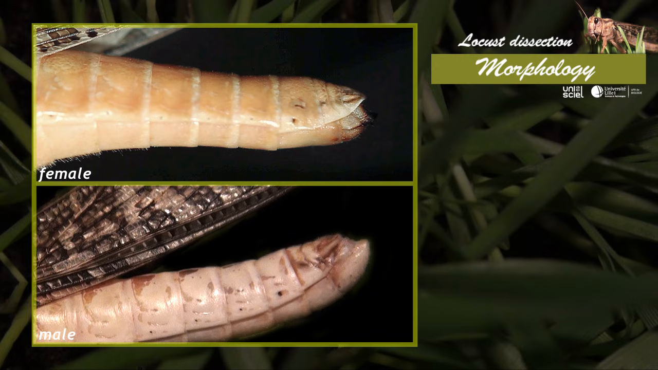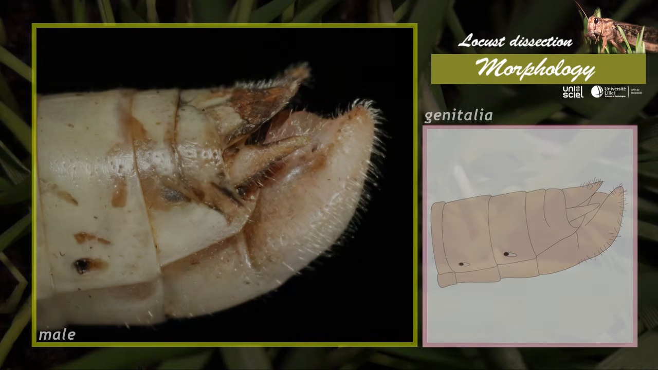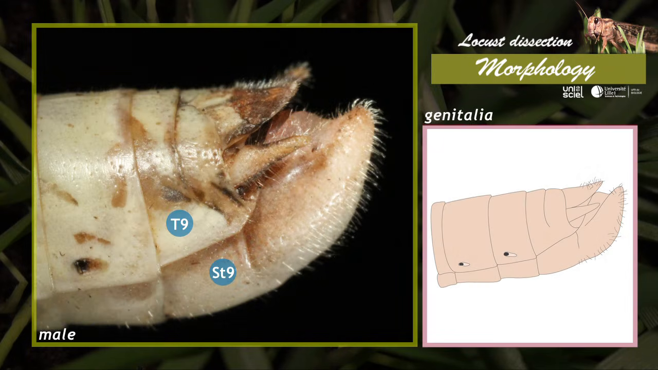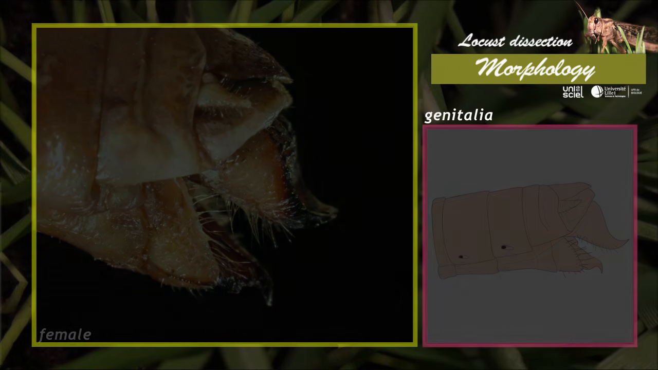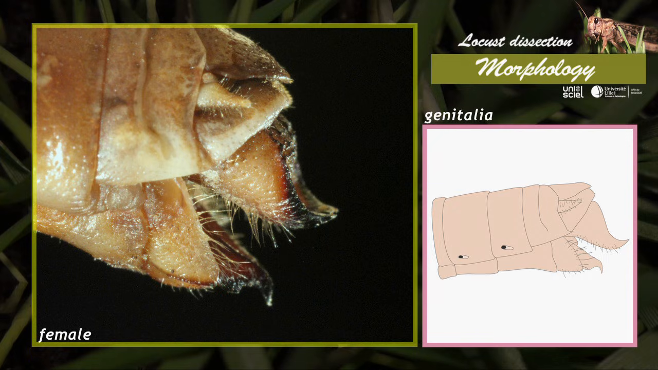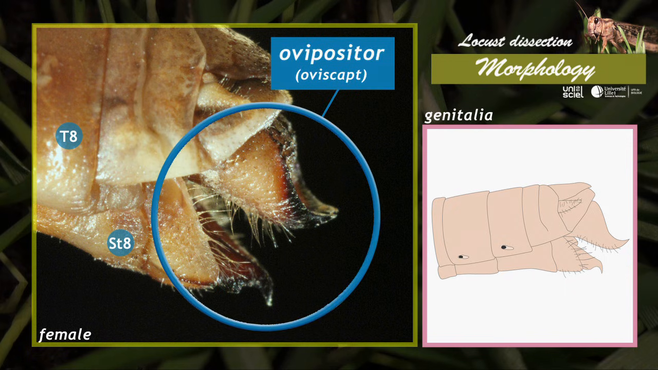Males and females display a sexual dimorphism on the last abdominal sternites. In males, the 9th sternite is divided into 2 parts. The distal part forms a subgenital plate that protects the external genitalia. In females, the last visible sternite is the 8th one. The end of the abdomen bears the ovipositor, the organ used for egg-laying.